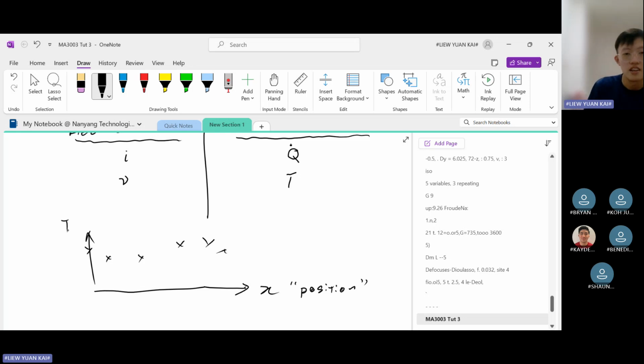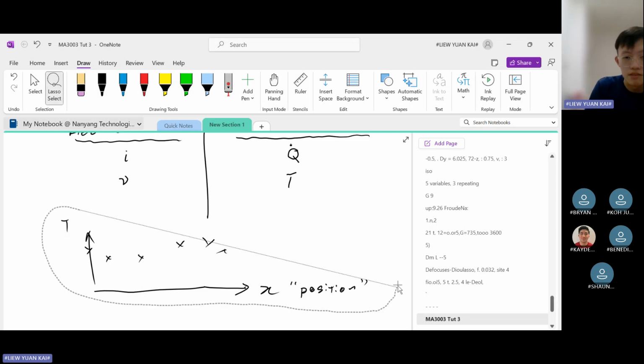Same with temperature. Temperature is also a scalar field. At every position of x, there is some assigned temperature. So here it might be hot, here it might be cold, here it might be cooler, here it might be hotter, and so on. Now, the important thing to know of what makes them similar is this.